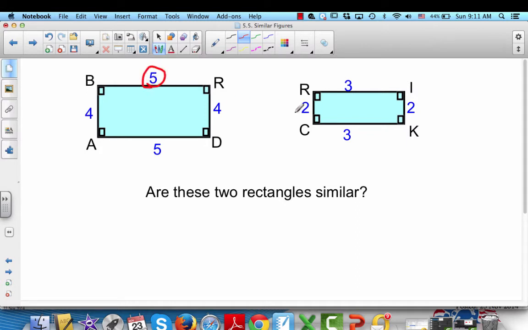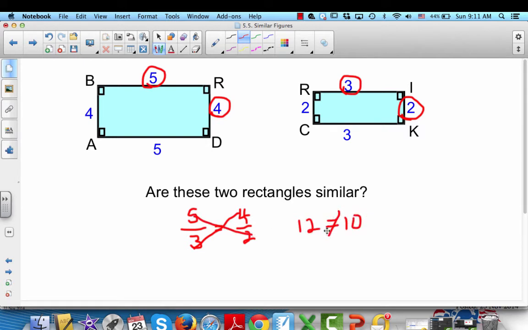So we go 5 corresponds to 3. 5 over 3 is equal to 4 over 2. And then we check. 3 times 4 is 12. 5 times 2 is 10. That is not true. So these are not similar. Okay.